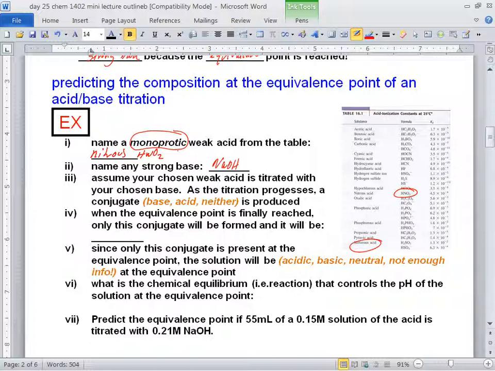As the titration progresses, a conjugate blank is being produced. What's the jargon? Are we producing a conjugate base, a conjugate acid, or neither one? We're producing a conjugate base. Does everybody agree? Because the NaOH is reacting with that HNO2, which is a conjugate acid, so it's going to form a conjugate base. Everybody agree? Kenneth, you agree? Okay.